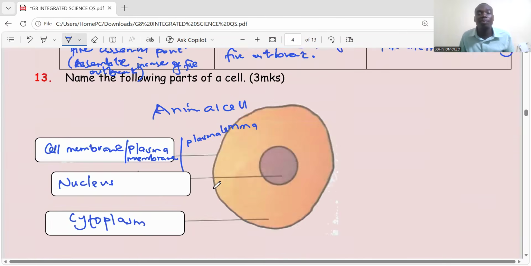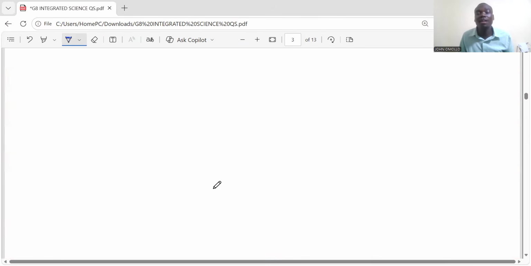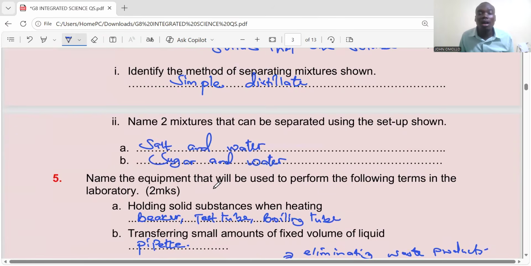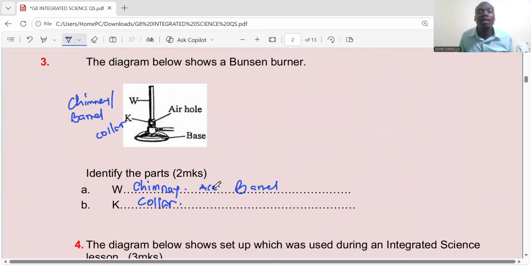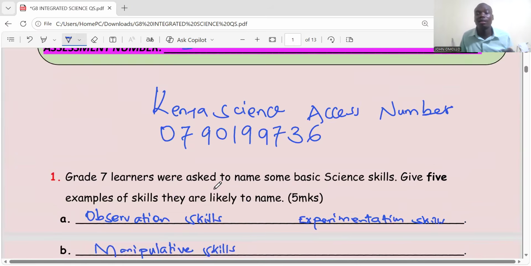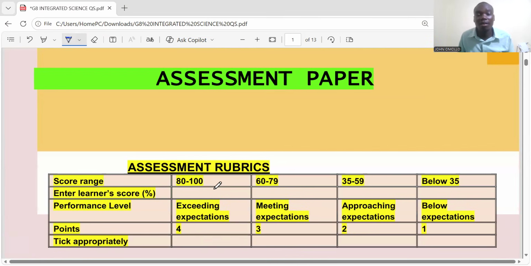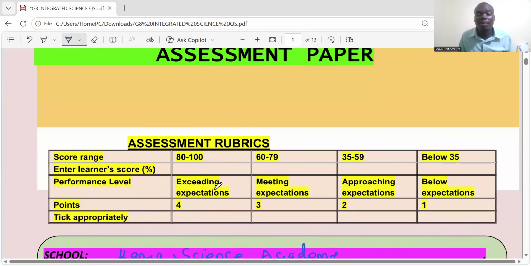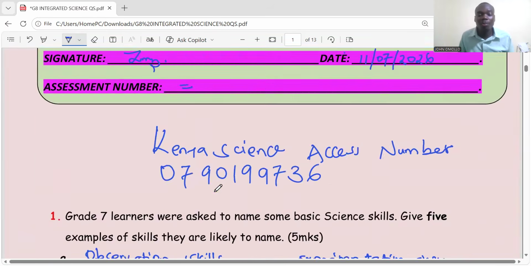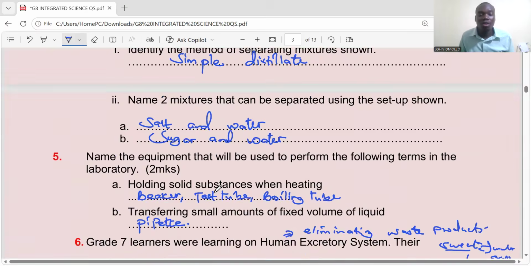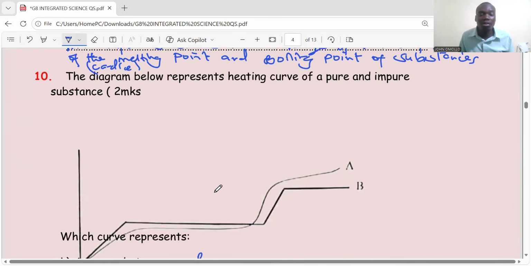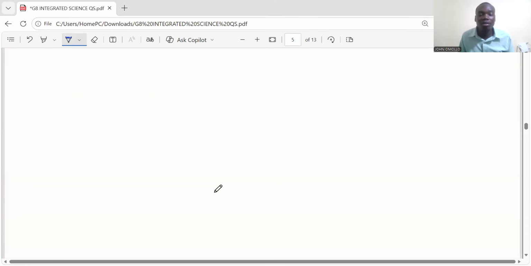It was a very, very good paper. You can look at it. For those who are in grade 9, this one is a very good paper for you. It entails grade 7, grade 8, and grade 9 work. Go through the paper. The paper is meant for you. Once you revise it, you will be good to go. Remember, all the topics are here.